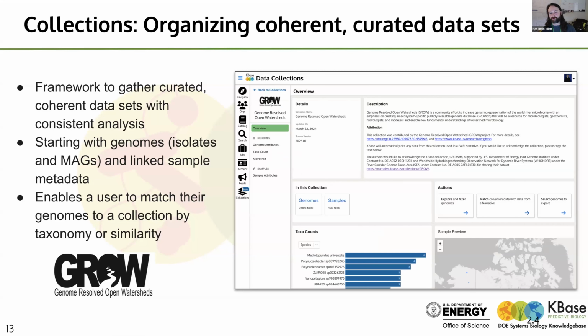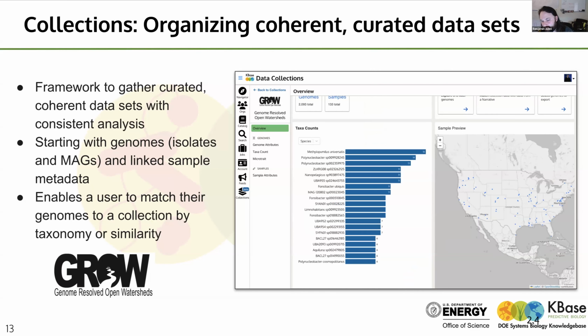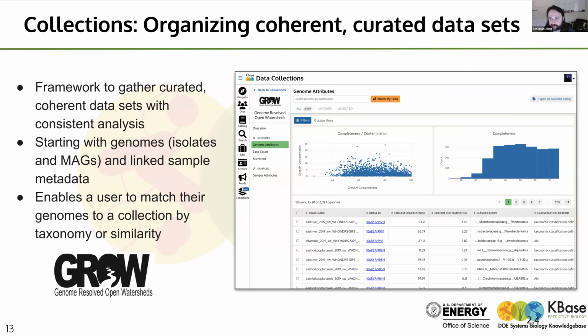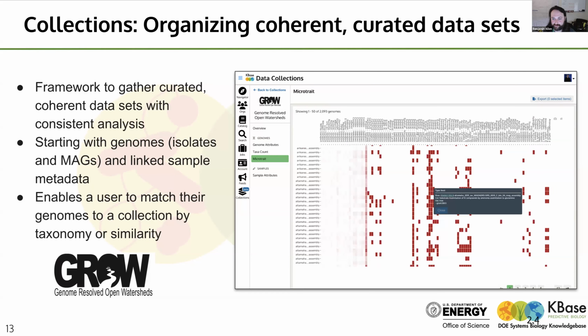And you can see too, there are additional ways that you can explore the data in these collections, based off of geography, as well as biological characteristics. And you can get a sense of the quality of the genomes. Some of these are isolates, some of these are high quality MAGs, but you can explore the data in a variety of ways.